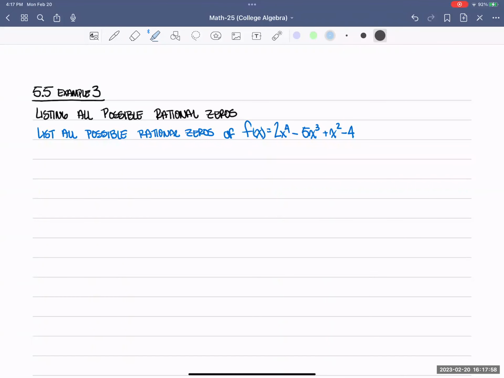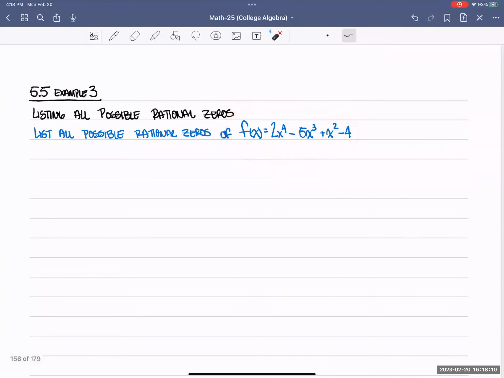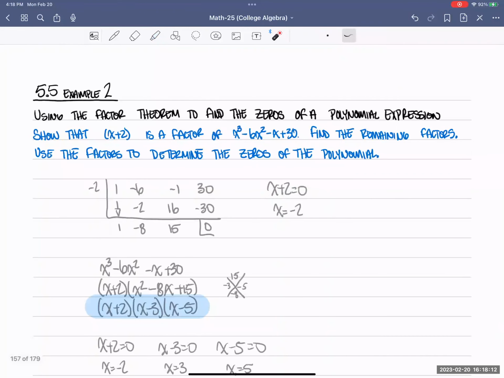Section 5.5, example 3, listing all possible rational zeros. So list all possible rational zeros of that function. So what we have here is this function. And like in the last problem, they did tell us that this was one of the zeros. So they gave it to us. We had a starting point.